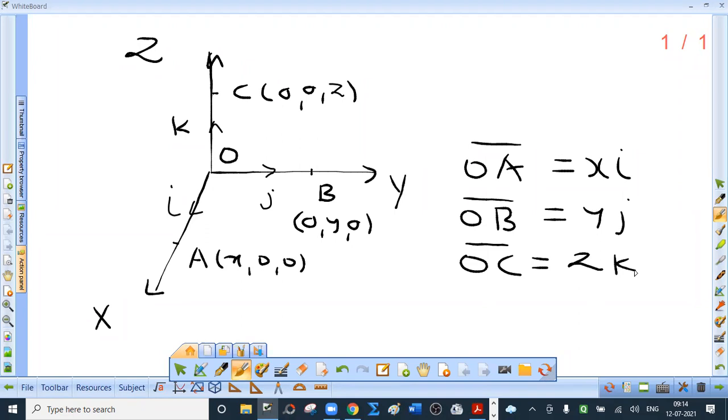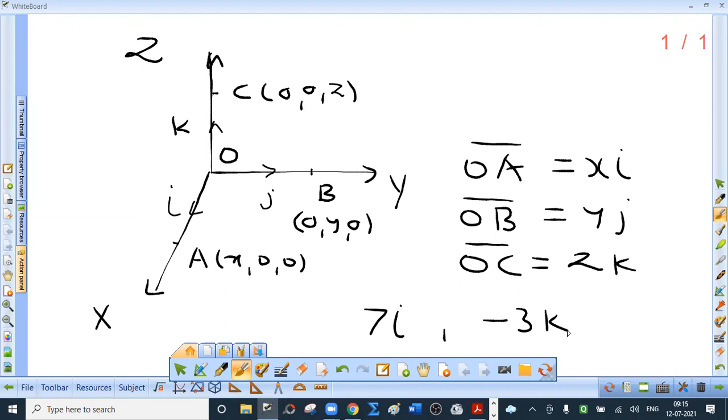Thus, any vector along the x-axis is a scalar multiple of i cap. You have to remember this. Any vector along the y-axis is a scalar multiple of j cap, and any vector along the z-axis is a scalar multiple of k cap. See, suppose I consider 7 i cap. How will you describe this? 7 i cap is a vector along OX whose magnitude is 7. Suppose I consider minus 3 k cap. Then it is a vector along OZ dash, that is the negative Z axis.